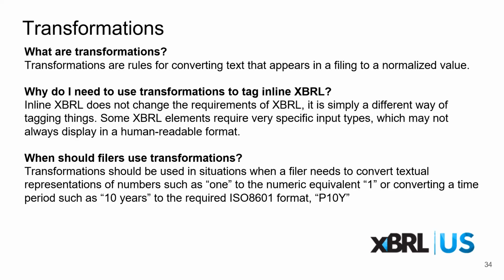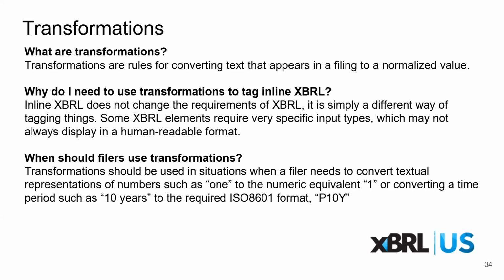And going along with that, when should filers use these transformations? Generally, you're going to want to use a transformation when you have a value that you want to tag, but the format that is expected in XBRL just is not user-friendly. As an example here, maybe you have the wording "one" spelled out, but it is an integer value you're actually tagging. Therefore, there are transformations that you could use that would convert the cardinal wording "one" to an integer representation of 1.